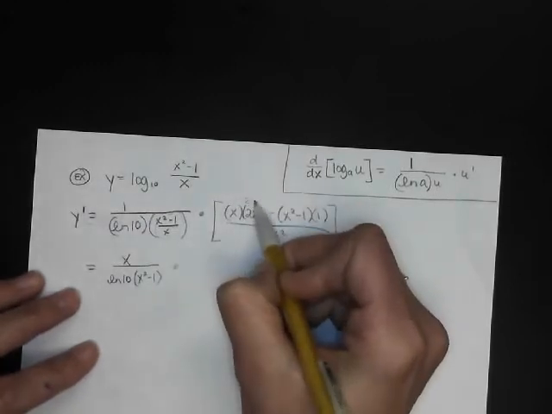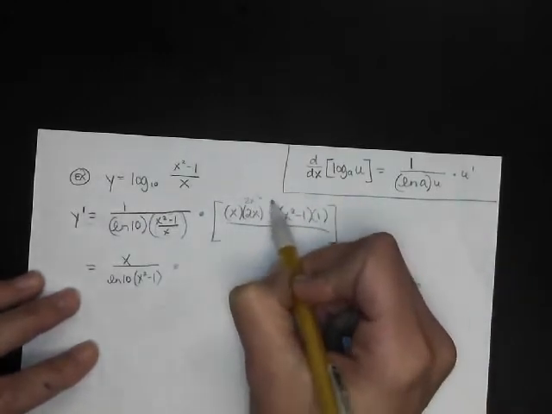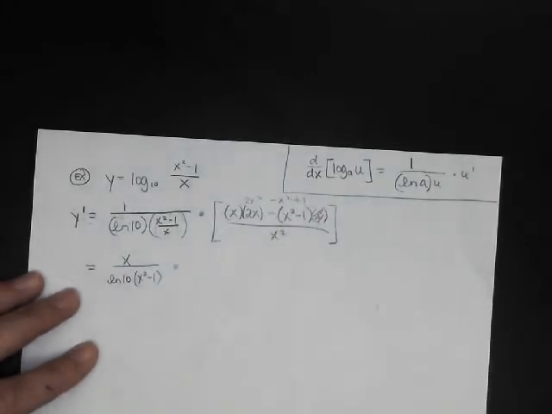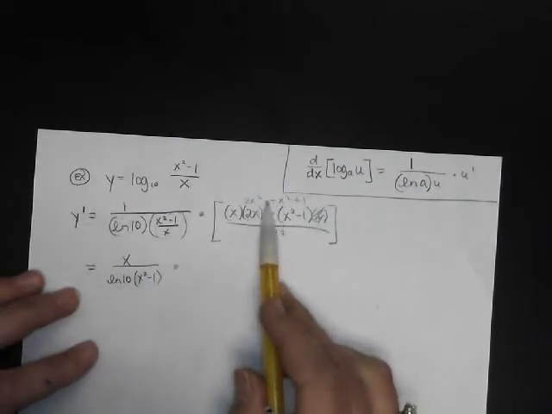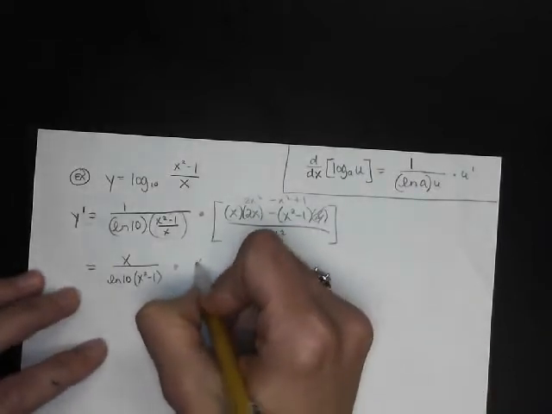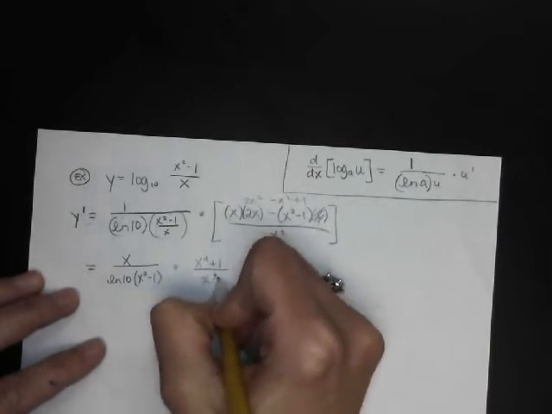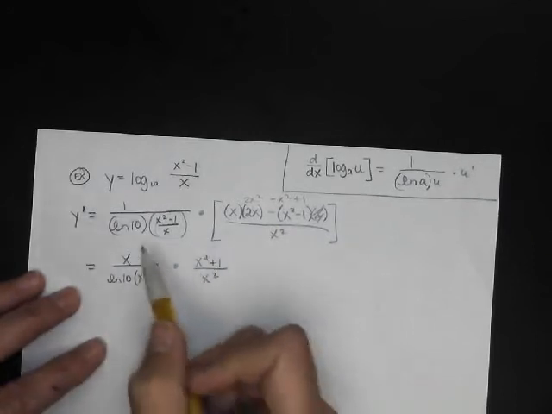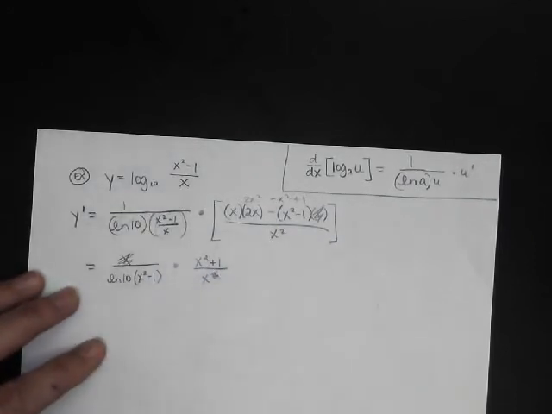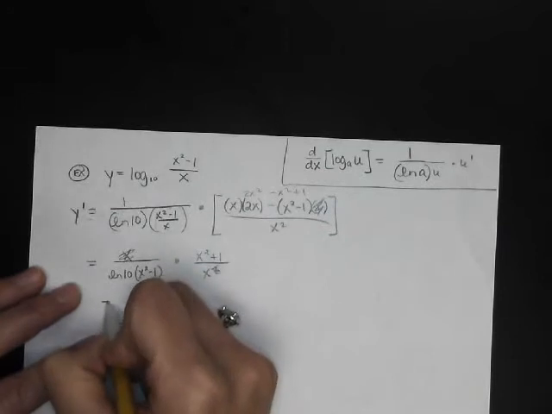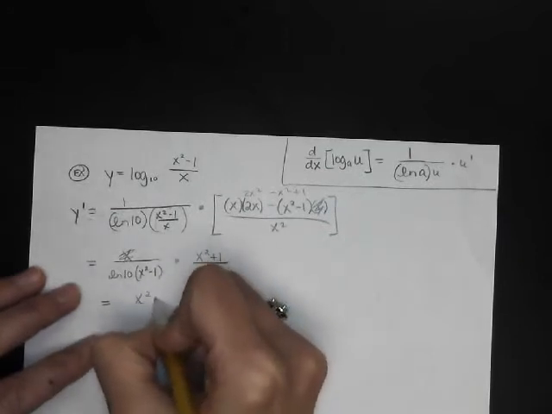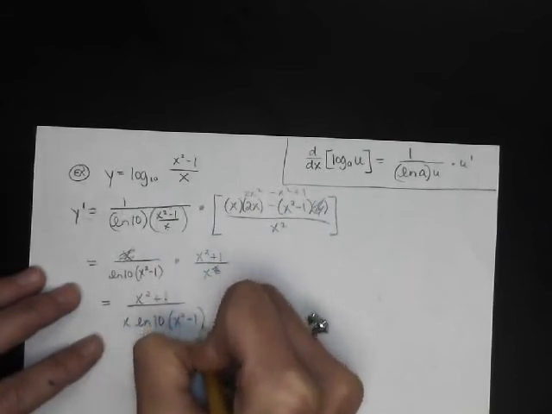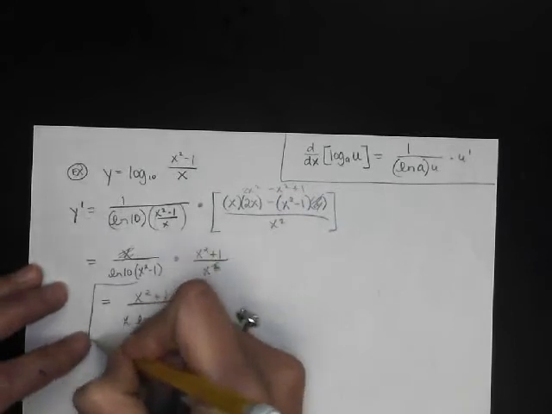Up here, we're going to have a 2x squared minus an x squared minus a negative 1, which is going to be a plus 1. I'm pretty much ignoring that 1. So that would be 2x squared minus x squared, which is x squared plus 1, over x squared. And if I'm multiplying these two together, this x will cancel with one of those. So I have my final answer: x squared plus 1 up top, x natural log of 10 times x squared minus 1 on the bottom.